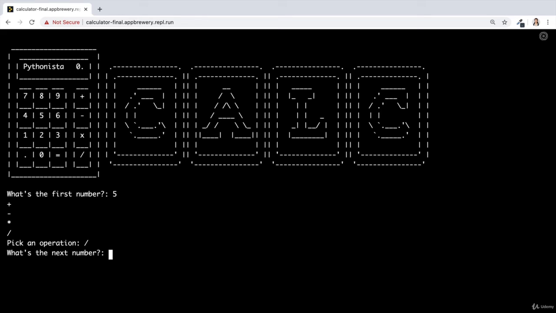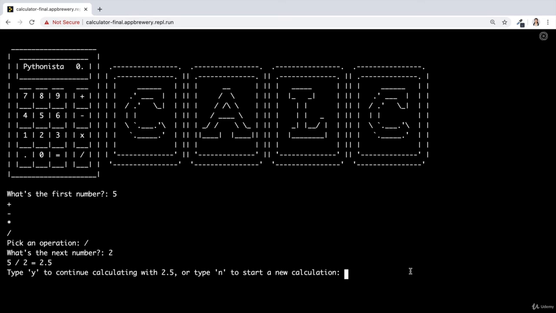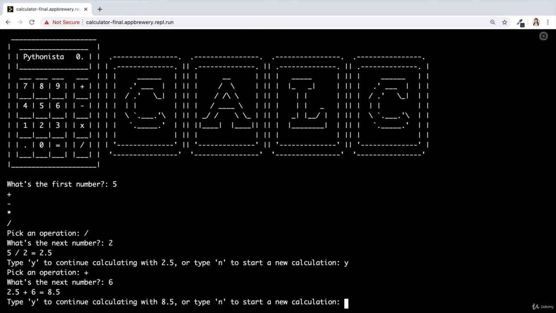So I'm going to divide this by 2, and then it shows us the full calculation: 5 divided by 2 equals 2.5. And now we can continue calculating with the answer from the previous step, or we can type n to start a new calculation. Let me type y, and maybe I'll do 2.5 plus 6, and now I get 8.5.